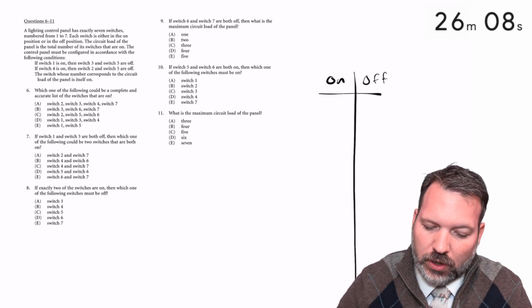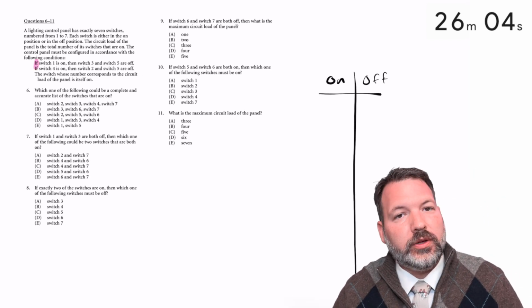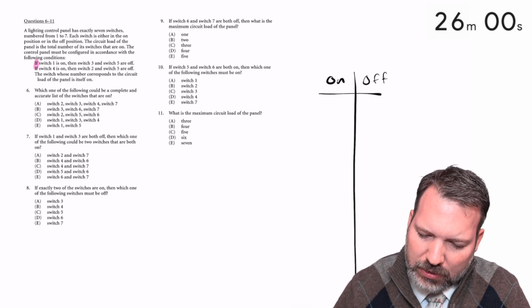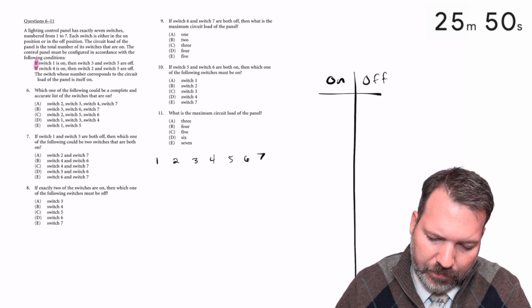Okay. The control panel must be configured in accordance with the following conditions. If switch 1 is on, okay. So again, this kind of confirms for me that when I'm seeing conditional clues, I'm thinking in and out game. And I guess that means that my elements are just the numbered switches. So 1, 2, 3, 4, 5, 6, and 7.